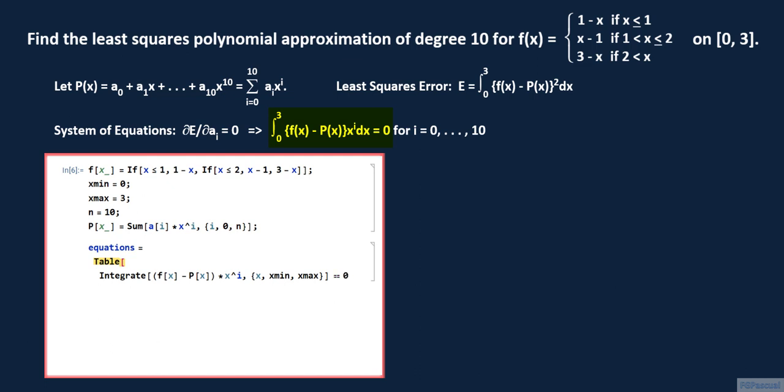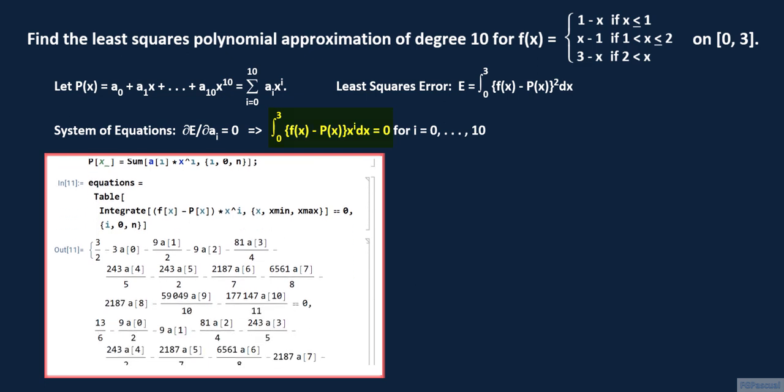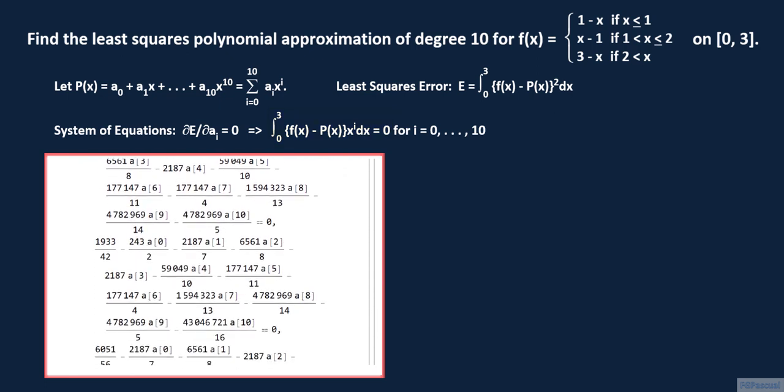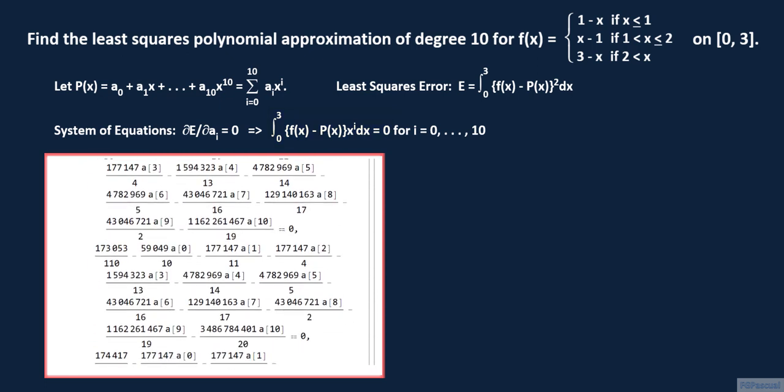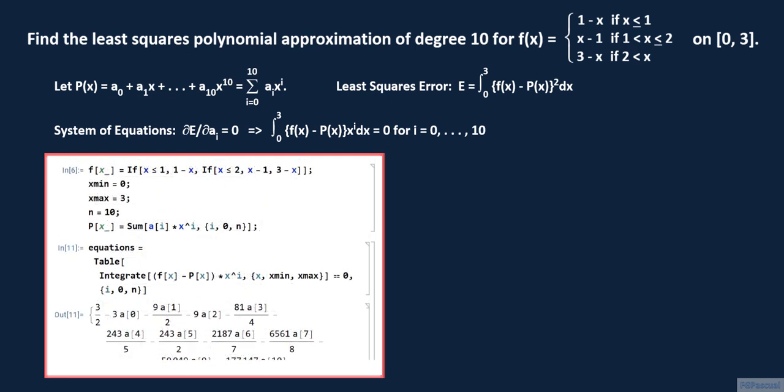The command Table requires starting and ending values for i. i goes from 0 to n. We evaluate this command, and we have all 11 equations displayed on screen. To tidy things up again, we put a semicolon at the end of this command line and re-evaluate.